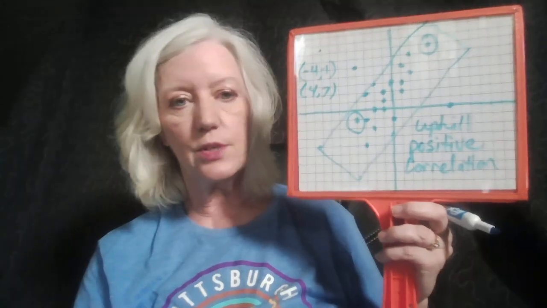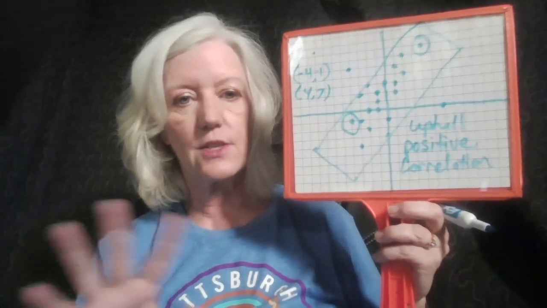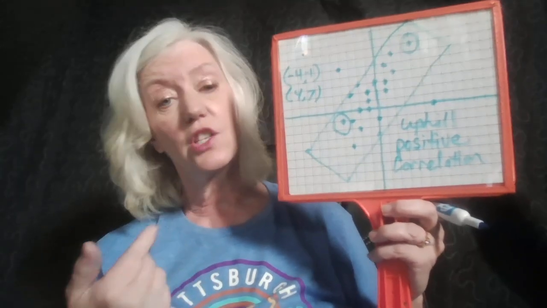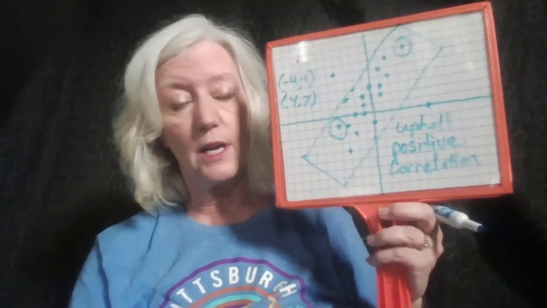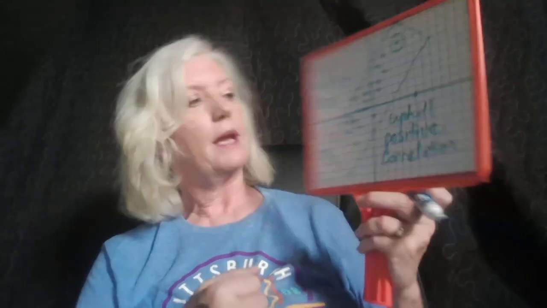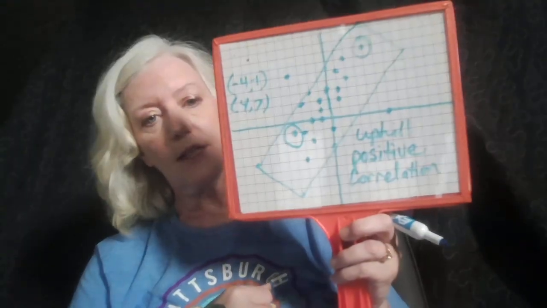My eye color and my shoe size have nothing to do with each other. If I tried to plot that, which I couldn't by the way, because eye color is not a numerical value, so I couldn't put it on here anyway. You get the point. Okay, this is positive correlation.